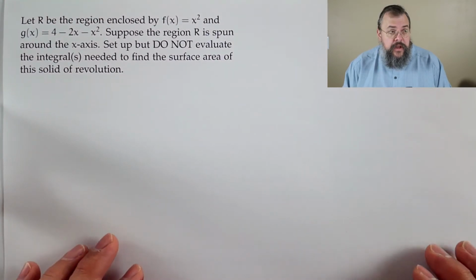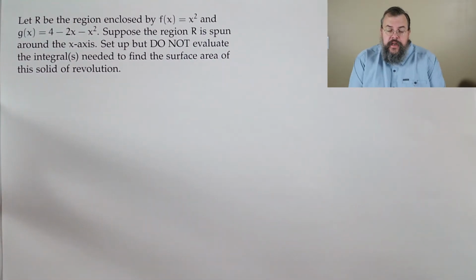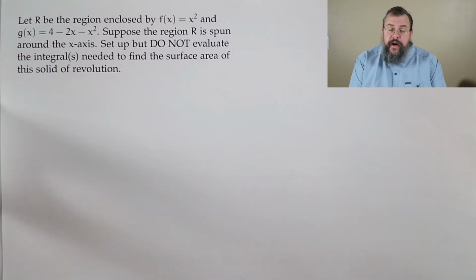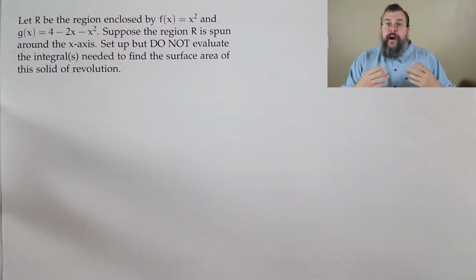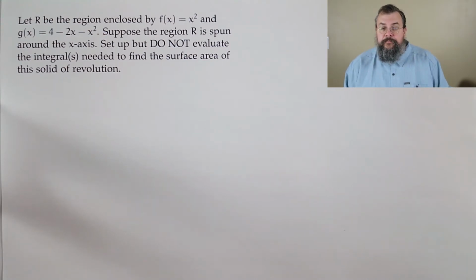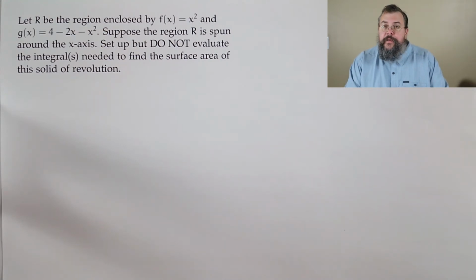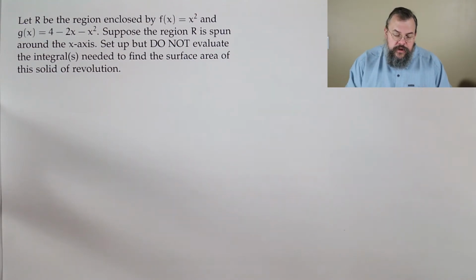So, let R be the region enclosed by the function x squared and the function 4 minus 2x minus x squared. And suppose we spin this around the x-axis. The problem is set up, but do not evaluate the integrals needed to find the surface area of this solid of revolution. So, in other words, we have this sort of unusual shape here.